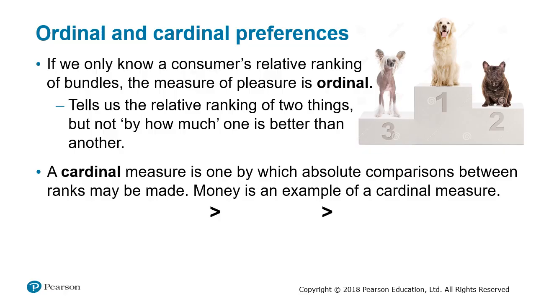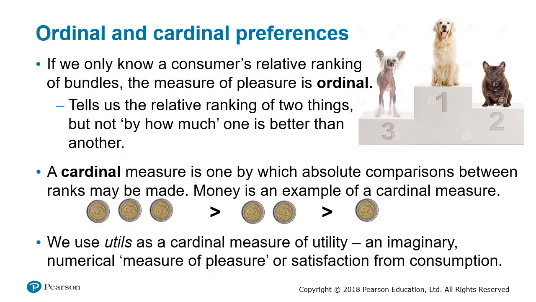A cardinal measure, on the other hand, is one by which we can make absolute comparisons between ranks, so we can measure the numbers attached to each rank. Money is an example of a cardinal measure, so we could say not only that one amount is greater than another, but also by how much. And we use utils as an imaginary cardinal measure of utility, a numerical measure of pleasure or satisfaction from consumption that we use to help us model consumer choice.